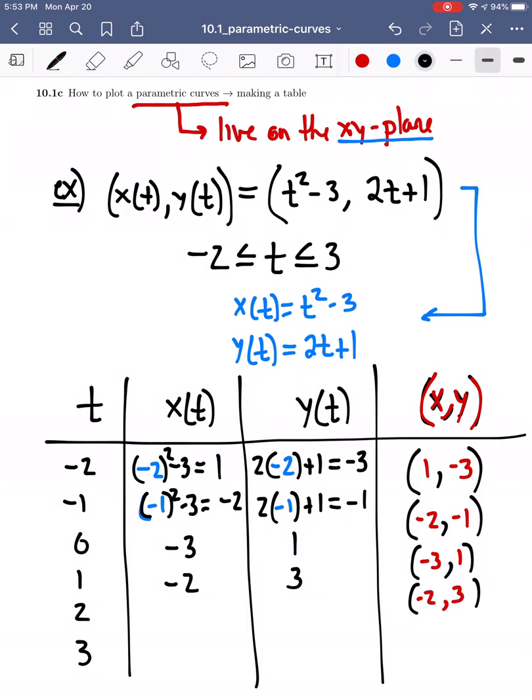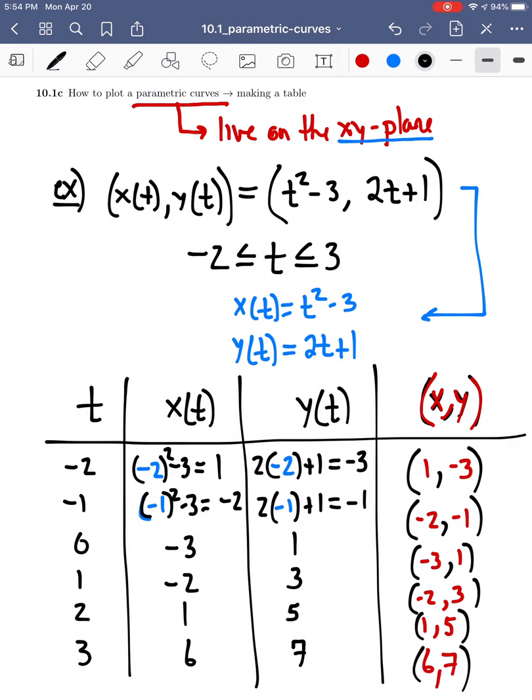When t is 2, plugging that into our x equation gives us a 1. When t is 2, plugging that into our y equation gives us a 5. And finally, when t is equal to 3, plugging that into our x equation gives us a 6. And when t is 3, plugging that into our y equation gives us a 7. So the last point that we'll plot is 6, 7.